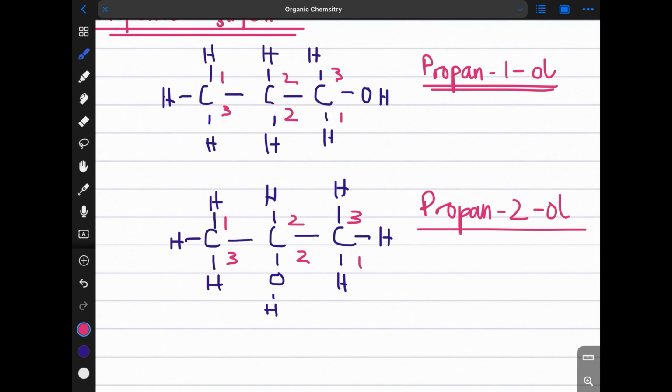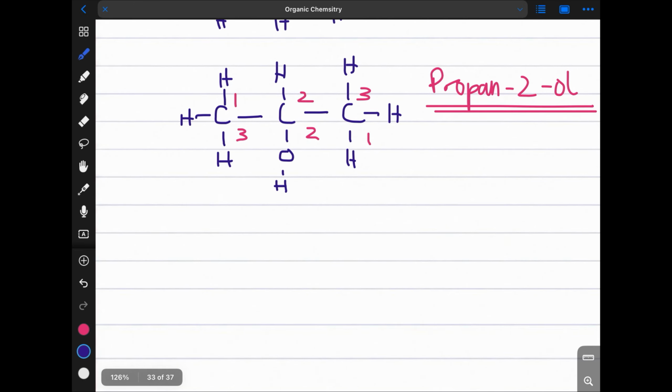Propan-2-ol. And this is our second isomer. Now let's draw the structure 3. So we're going to just draw the 3 carbon atoms, 1, 2, 3, and we're going to join 3 of these together with a single bond. Then we're going to join the hydroxyl group with this very last carbon atom, like this.